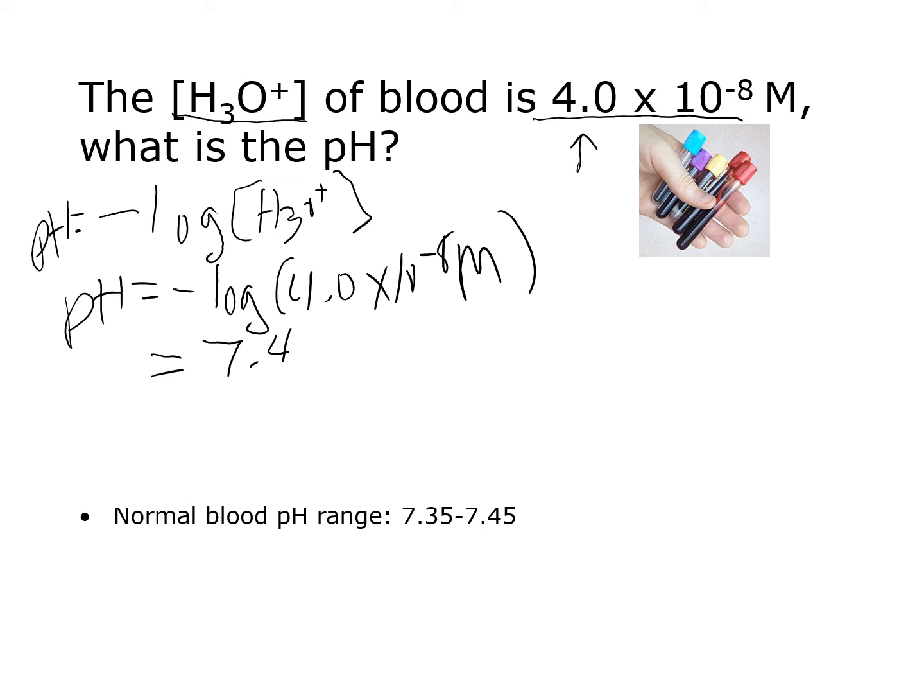The normal blood pH range is 7.35 to 7.45. So this person's blood is within the acceptable range, so they would be fine. Sometimes though, however, people's blood pH might be too low or too high. If your blood pH is below 7.30, it's a condition that is called acidosis. And some of the symptoms of this may be if you feel dizzy or faint. If you faint, it might be caused from acidosis.